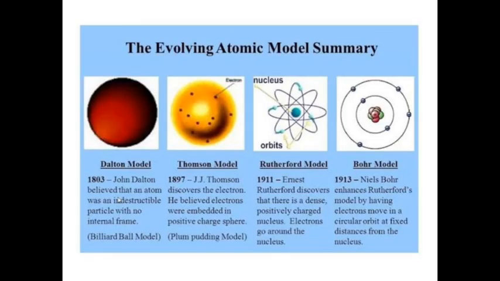So to cap it all again, this is the summary of the work that we have done. Dalton's model talks about an indestructible particle with no internal frame. It is called the billiard model. Thomson discovered the electron and believed that electrons are embedded in a positive charge. His theory was called the plum pudding model, or the watermelon model.